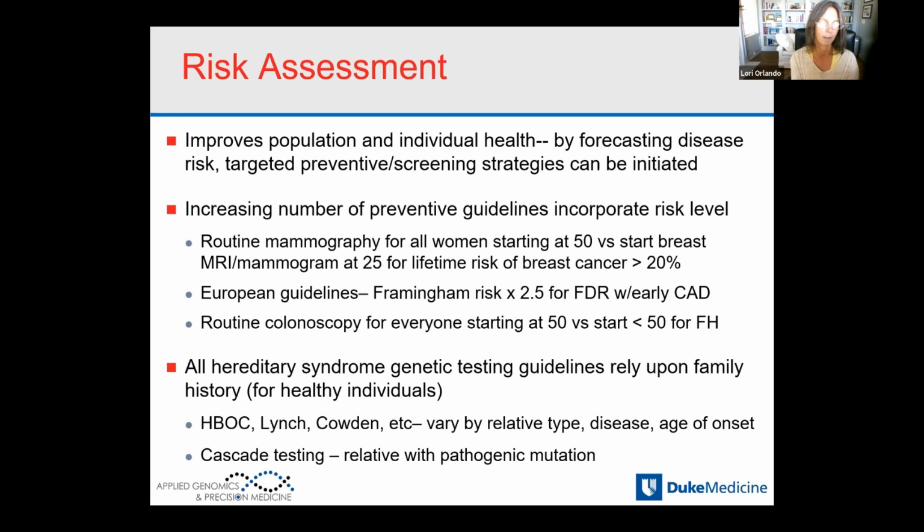European guidelines for cardiovascular risk. So Framingham does not include family history. It did in one iteration many, many years ago, but they took it out. So the current ASCVD Framingham risk for a cardiac event in the next 10 years does not include a family history of cardiovascular disease. So the Europeans and the Canadians said, well, the family history risk is pretty significant. So we're going to multiply the Framingham score by 2.5 if you have a first degree relative with early onset coronary artery disease. That's a pretty significant increase in risk, 2.5-fold.